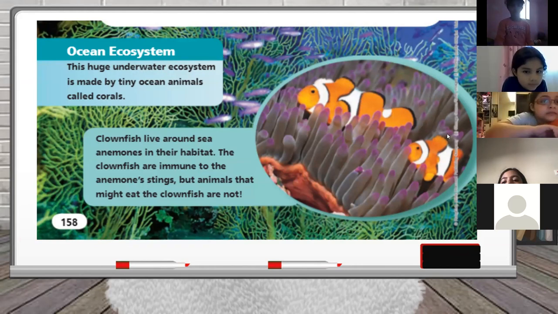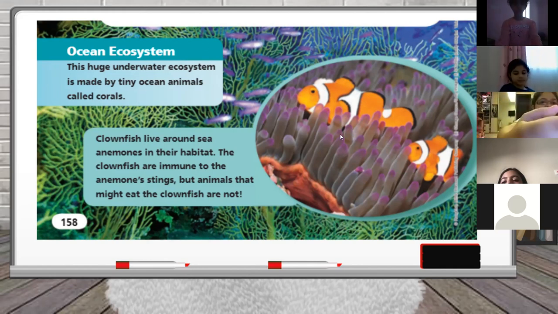Rosanna, what else? Only fishes? What do you see? What else do you see? I see seaweed. Excellent, seaweed. Corals. Well done, well done. All together, they make up the ocean ecosystem because they need each other to survive.